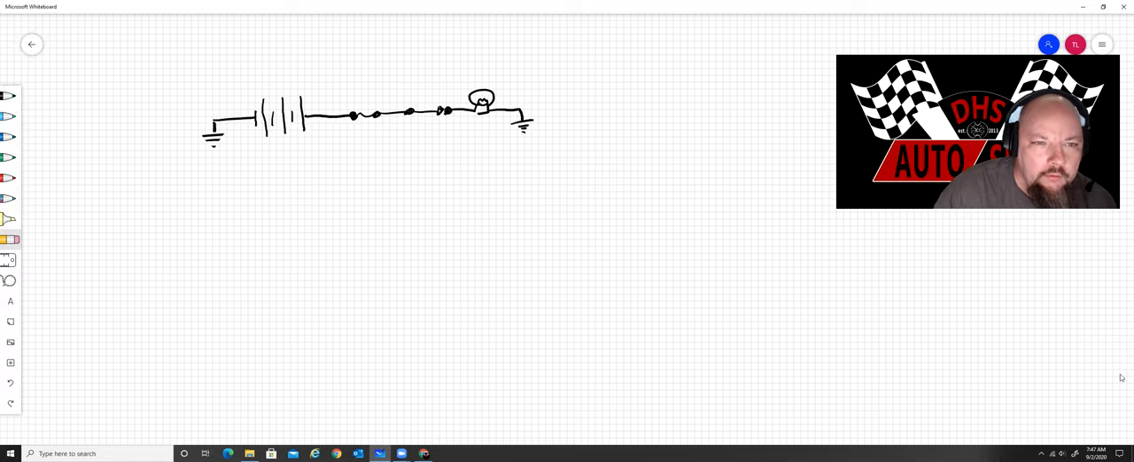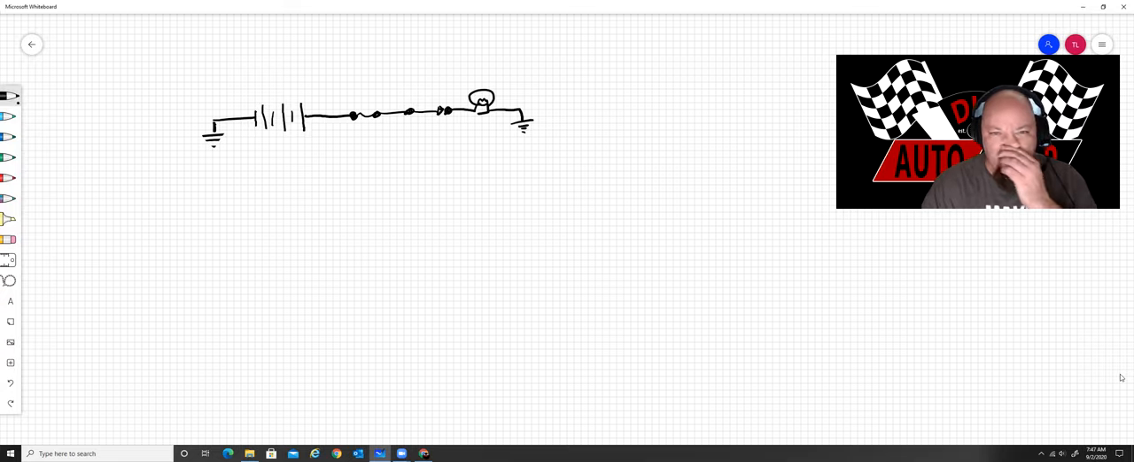We've got our battery, positive and negative side to it. Clean this up a little bit, make that a little prettier. I've got a fuse, circuit protection device, switch, circuit control device. I have one load right now and my path back to ground again.